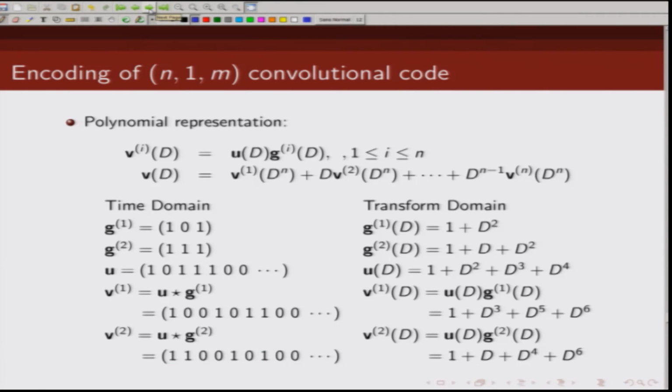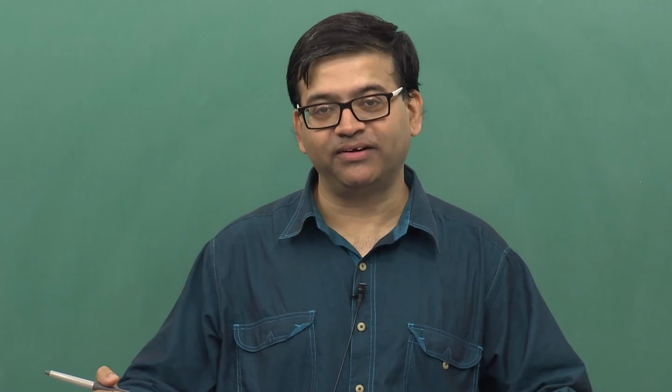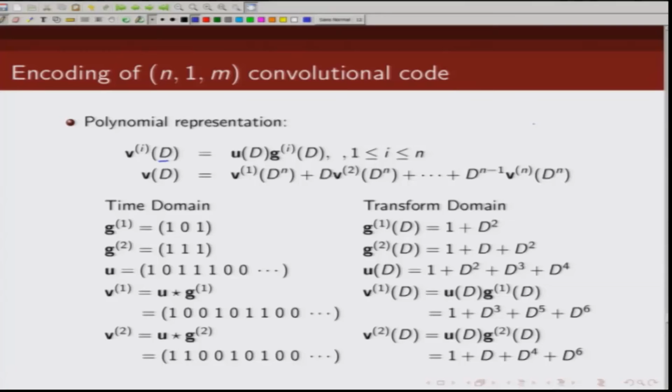Now, we are going to give you a polynomial representation of this generator sequence, which is very convenient in case of convolutional codes. So, I am introducing a delay operator D. So, if you have one memory element delay, that will be D. If you have delay of 2, it will be D square. If you have delay of 3, you have D cube. So, the exponent of D is going to specify how much delay.